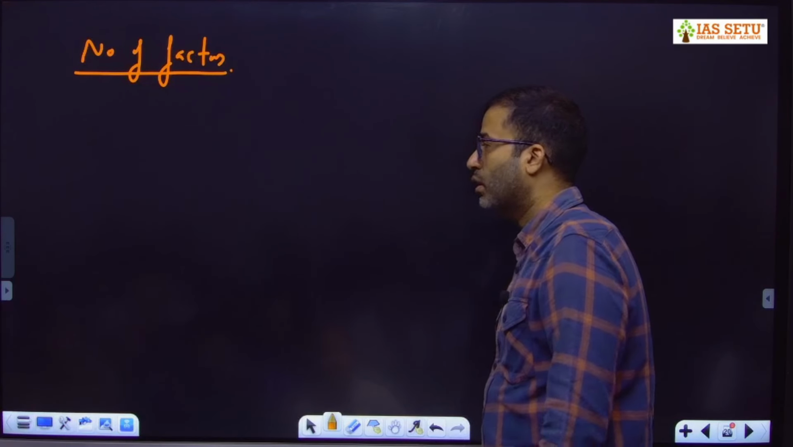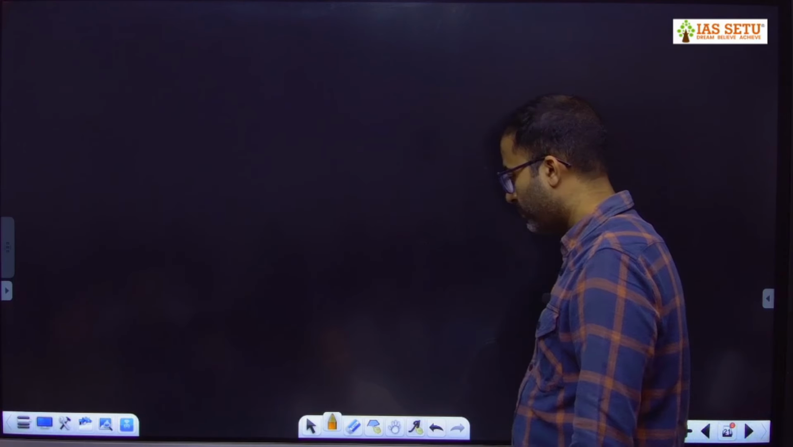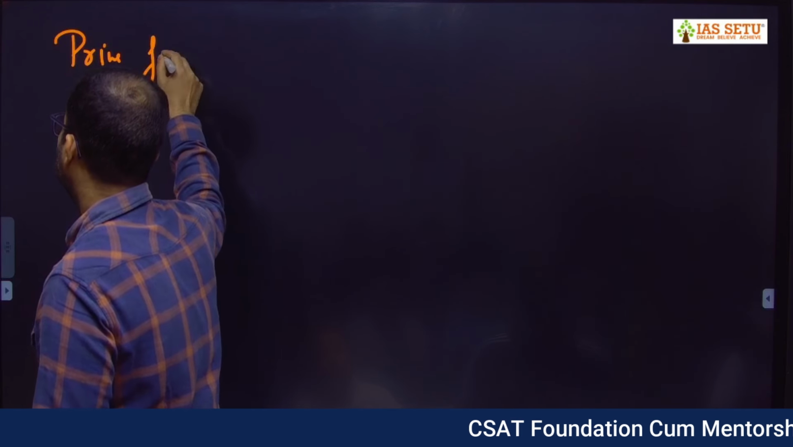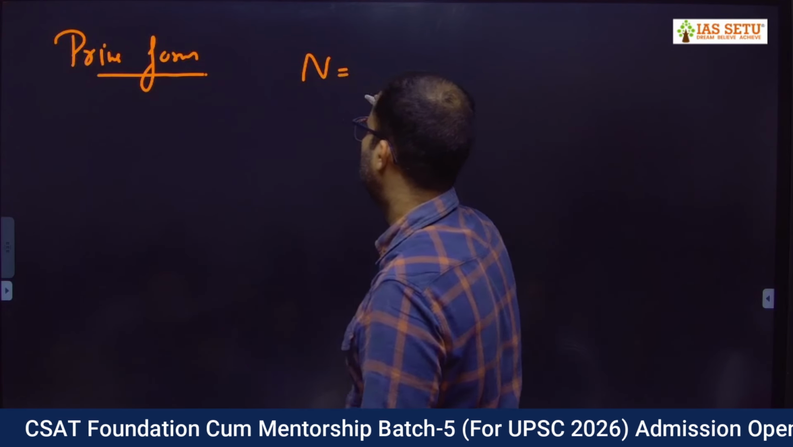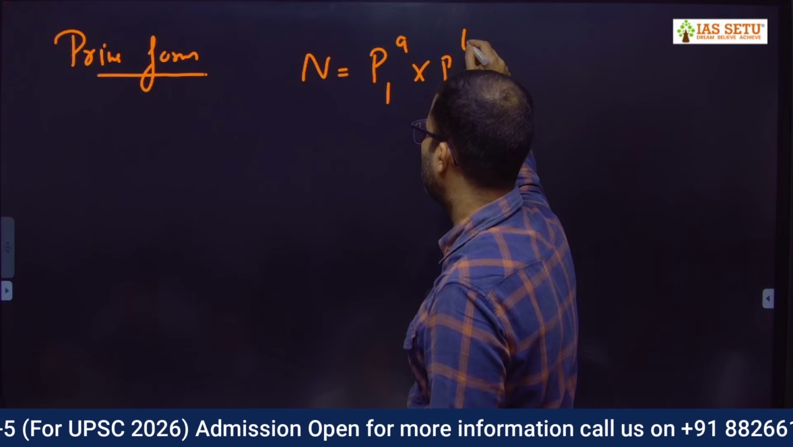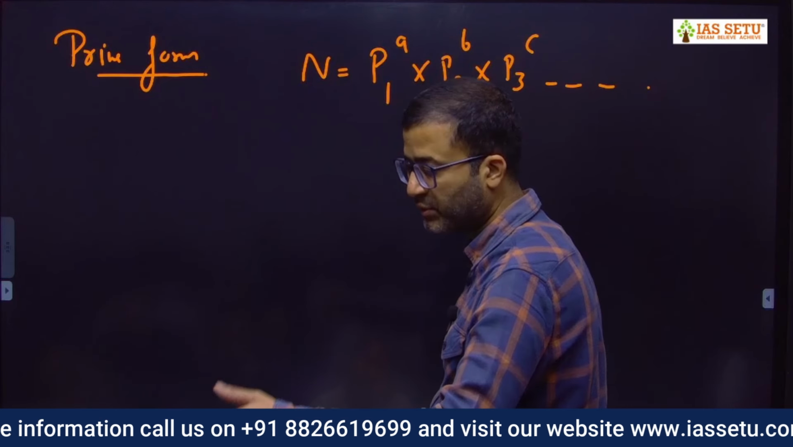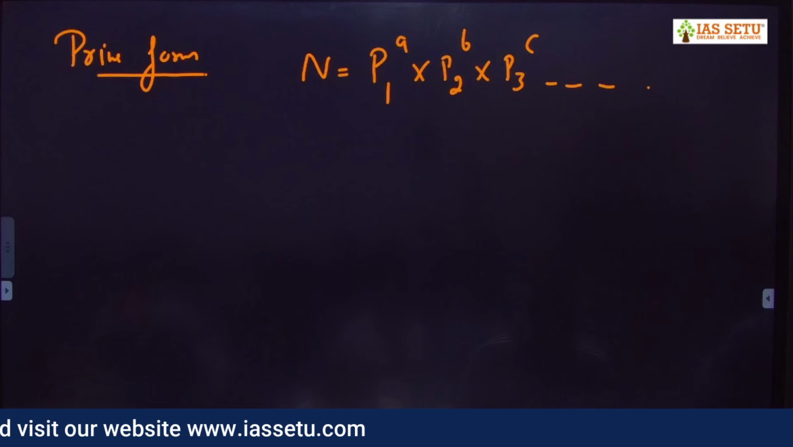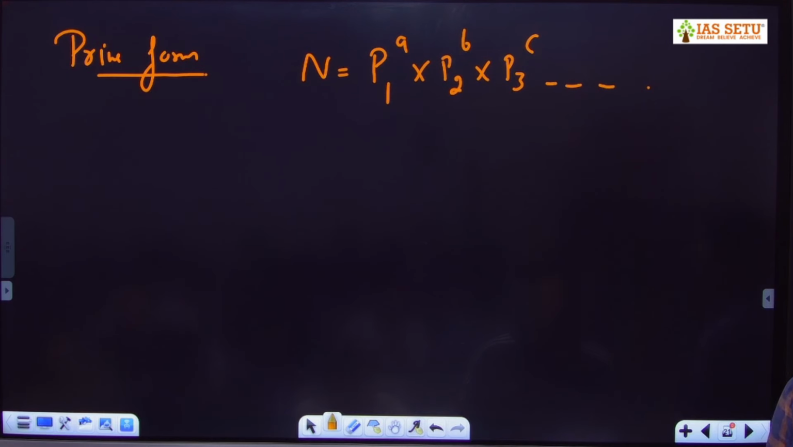To use the short trick we have to convert the number in prime form. पहला step क्या है? We have to convert the number in prime form. So you write n is equal to p1 to the power a into p2 to the power b into p3 to the power c and so on. This is called prime form. I will explain. लिख लो पहले.